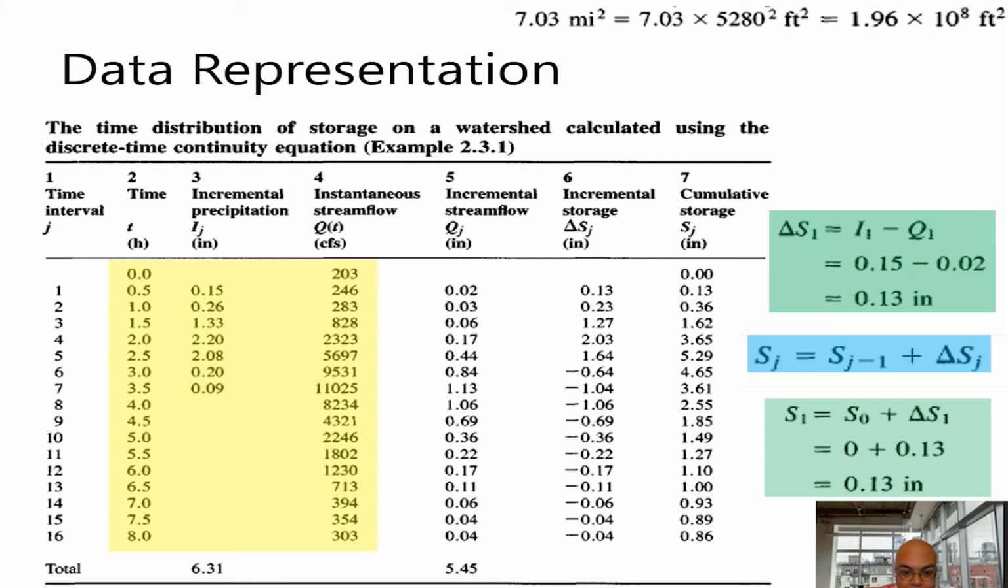So similarly, for the next interval, from half an hour to 1 hour, the rainfall is equal to 0.26 inch, whereas the surface storage is equal to 0.03 inch. Okay, so then the net storage is equal to 0.23. Then the cumulative storage is equal to 0.23 plus 0.13, that is 0.36. So that way we have to calculate for all the times, up to 8 hours.